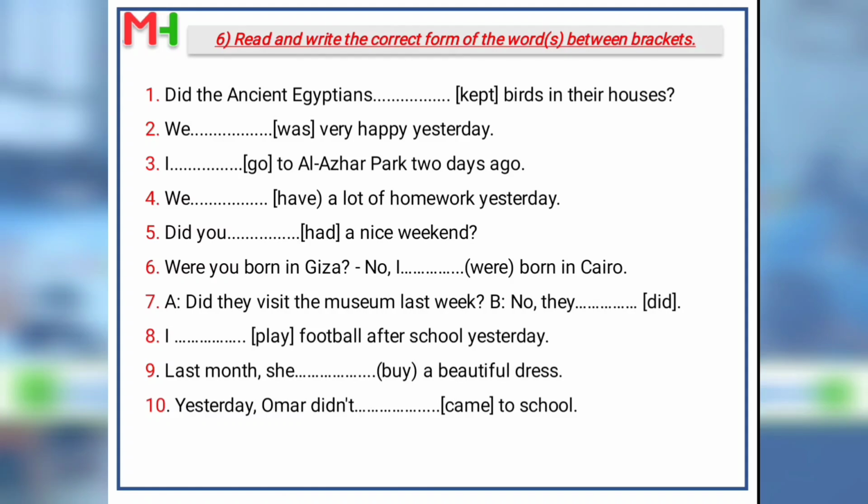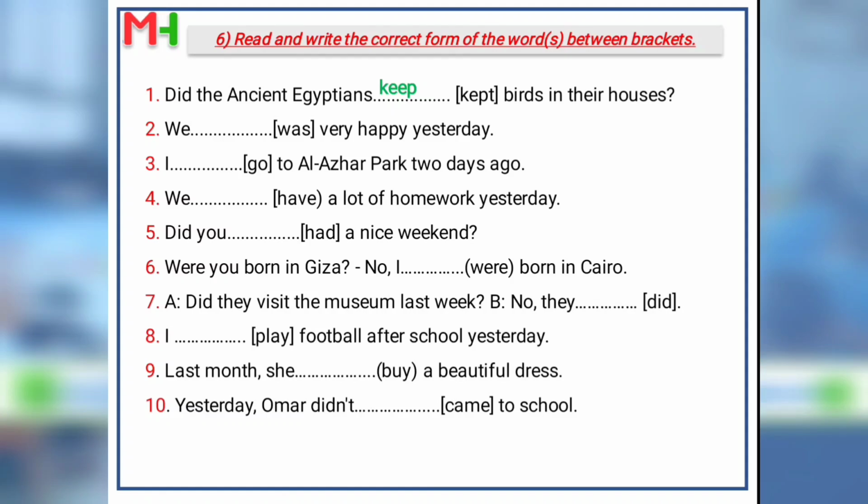Number 1. Did the ancient Egyptians ___ birds in their houses? We have keep between two brackets. As we said, after did, we put the infinitive form of the verb. So the answer will be keep. Did the ancient Egyptians keep birds in their houses?